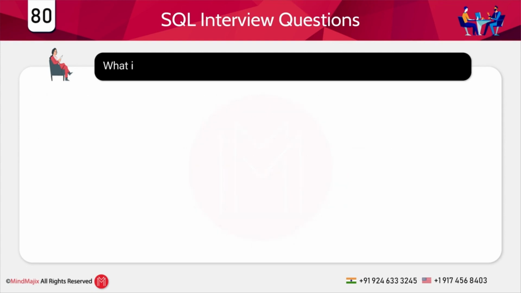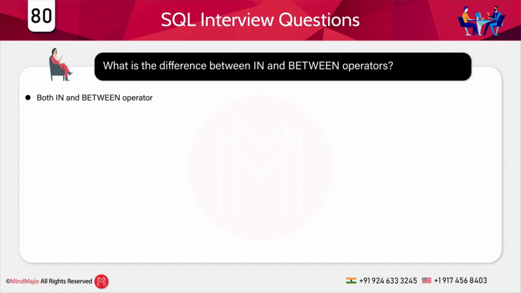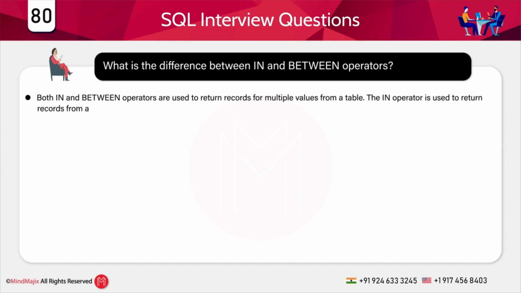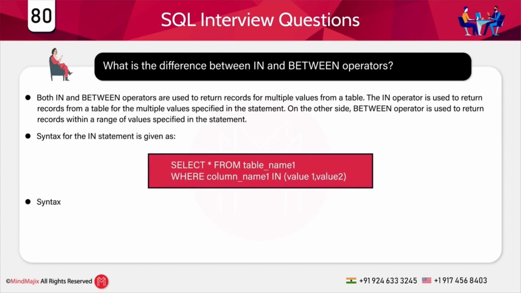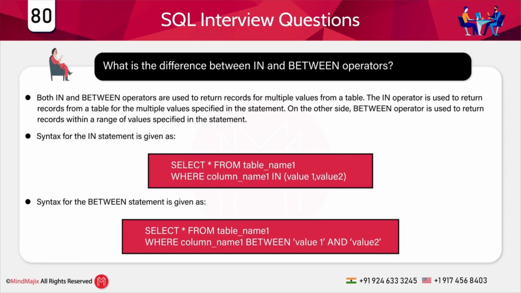The next question is, what is the difference between in and between operators? Both in and between operators are used to return the records for multiple values from a table. The in operator is used to return the records from a table for multiple values specified in the statement. On the other side, the between operator is used to return the records within a range of values specified in the statement. This is the syntax for the in statement and between statement. Now, if you talk about the in statement, how do you use this in clause, or you can say the in operator?